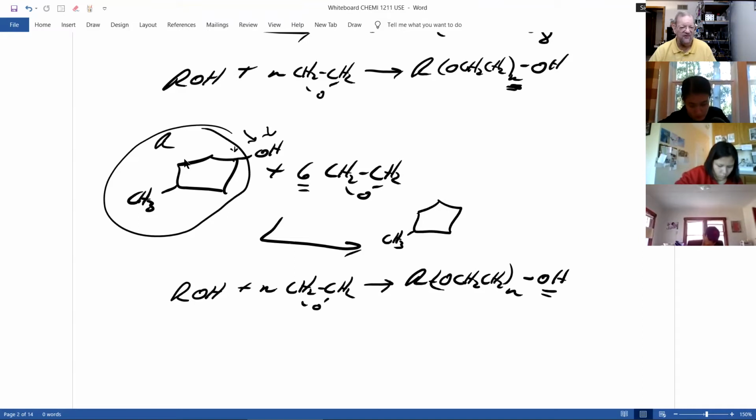Which carbon has the hydroxyl group? This one, which is this one. That's bonded to OCH2, CH2. What's N? 6, OH. And that's it. Oh, I got to do one more. Let's just do one more.